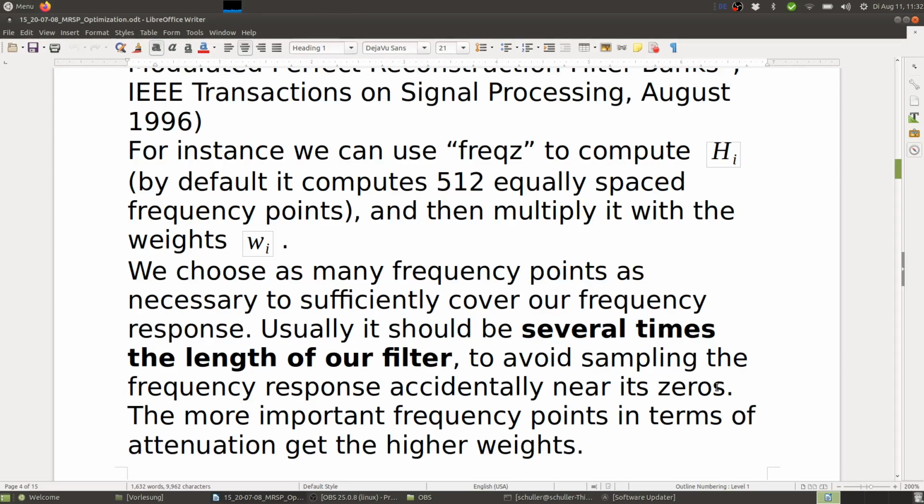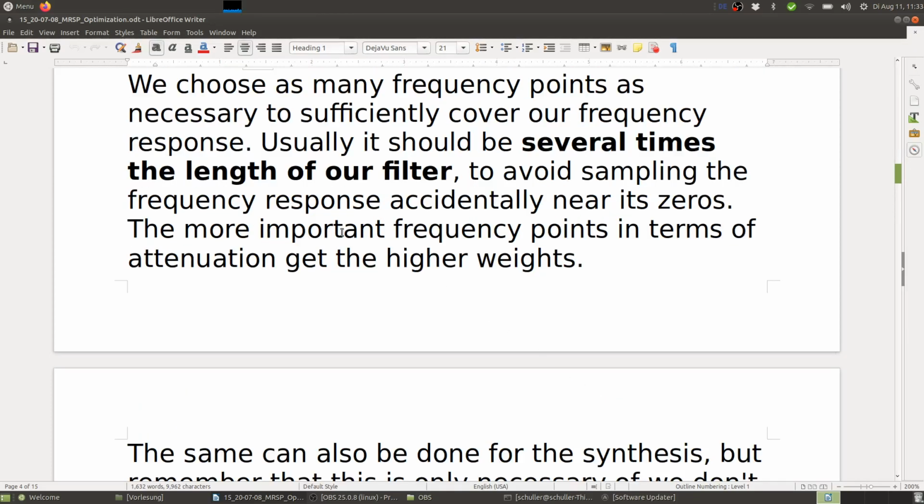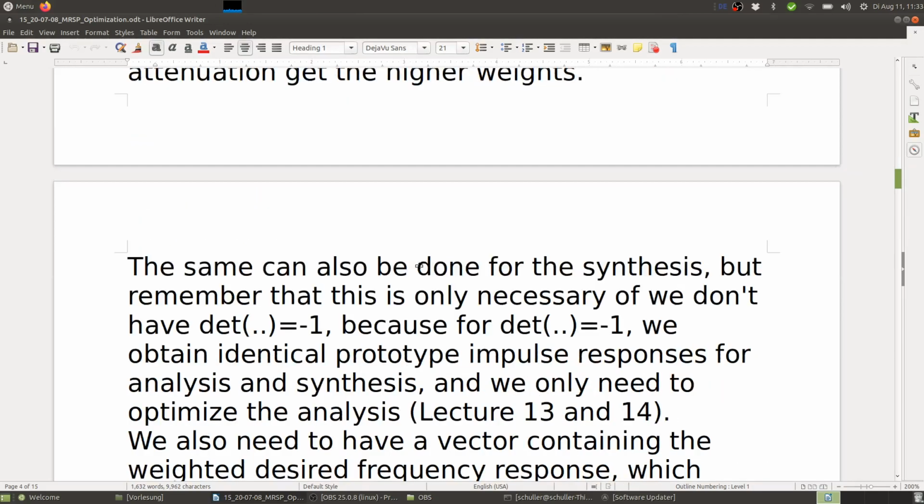Or rather, this sinc function would result from a rectangular window function, right? So that's why we need enough sampling points in frequency, and usually choosing the number of frequency sampling points as several times the length of our filter is a good choice. The more important frequency points in terms of attenuation get the higher weights. So in this case, this would be the higher frequencies in the stop band.